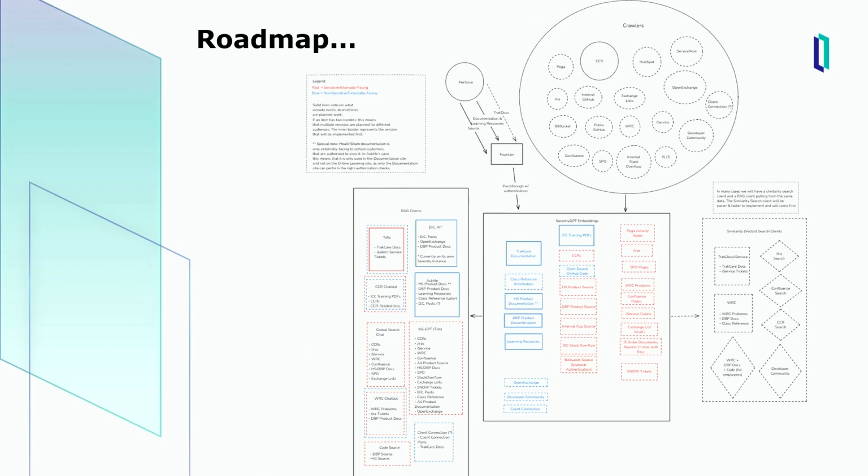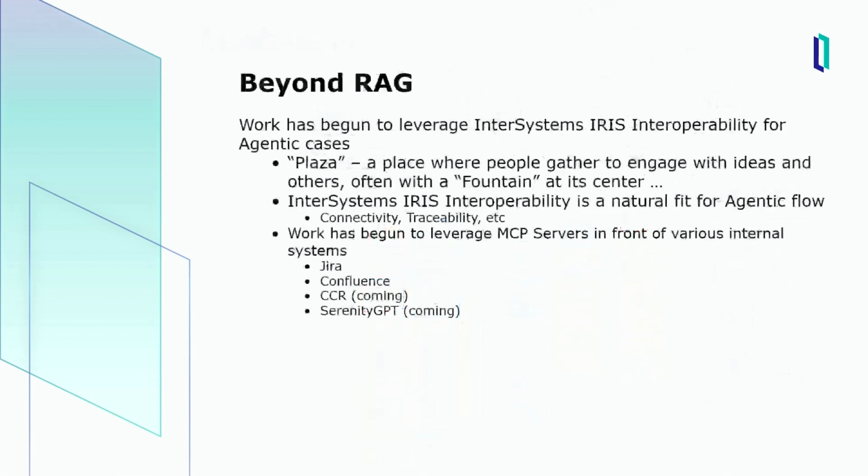And so we are working on building this out piece by piece as we go. And then beyond RAG, just internally, SerenityGPT is already using agentic work when it comes to being able to pick between types of sources and whatnot. But then we also are building out our own basically MCP server driven agentic agent that is sitting in Fountain called Plaza, and a plaza is a place where people gather to engage with ideas and others, often with a fountain at its center, so little play on words there.